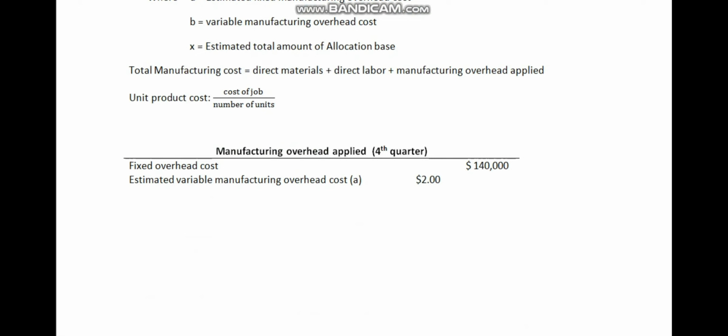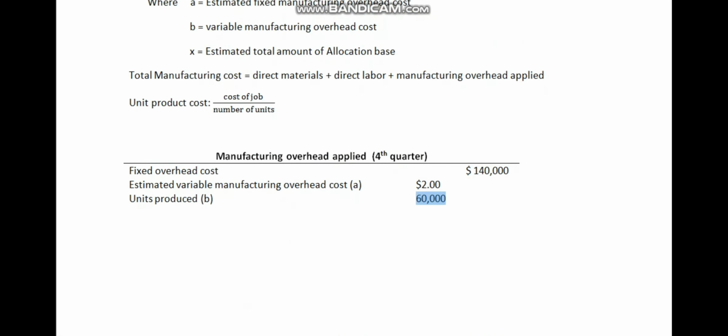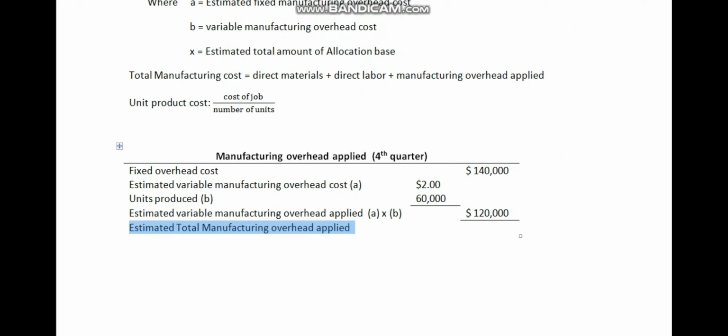The next is the total amount of allocation base. This I'm going to use from the 4th quarter, which is mentioned here, 60,000 units. I'm going to multiply these units with the variable cost, and we get $120,000, and now I'm going to add these two values to get my manufacturing overhead, that is $260,000.